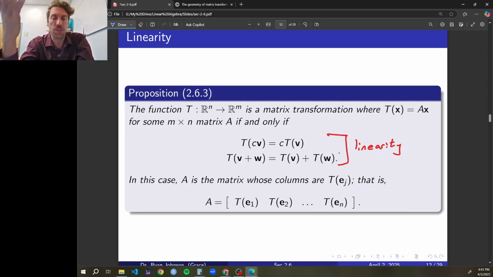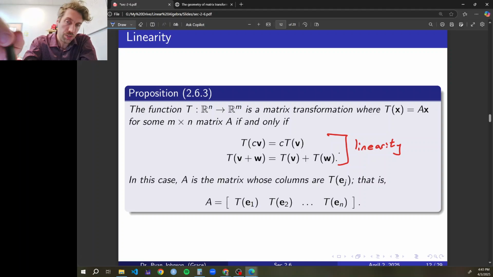Okay, so this is just saying officially what we just said. A function T from real component vectors to real component vectors is a matrix transformation, where T of x equals Ax for some n by n matrix A, if and only if T of cv equals c times T of v, and T of v plus w equals T of v plus T of w. In this case, A is the matrix whose columns are those.